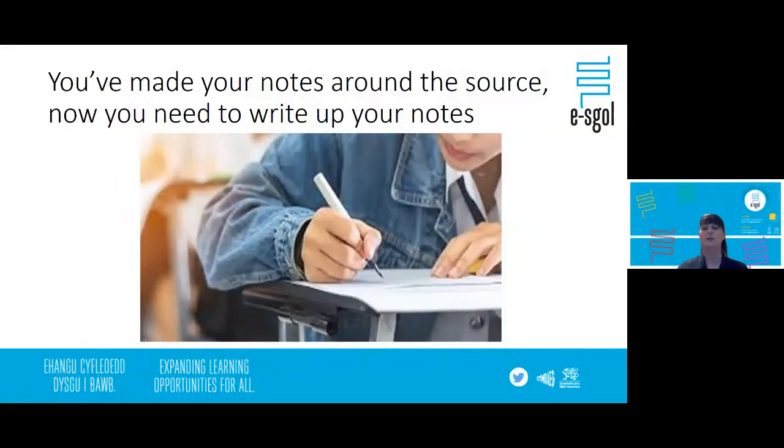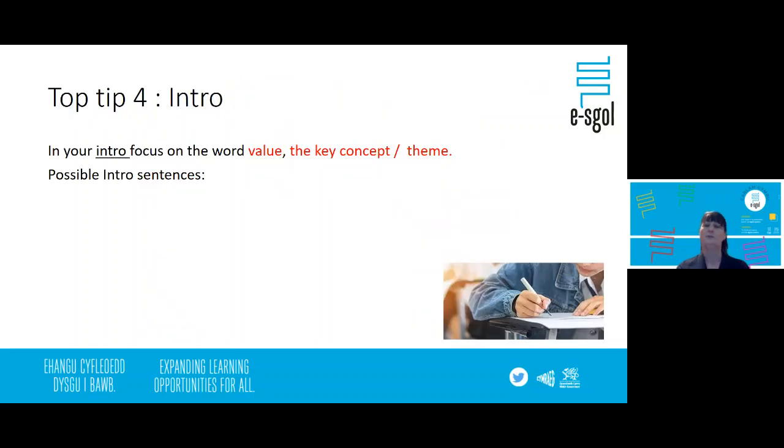So basically, you've made all your notes around your three sources, and now it's time to write up your notes. I've got some tips on how to put an introduction together, some possible sentence starters for the main body and possible sentence starters for the conclusion as well. Now, I can't reiterate this enough, but in your introduction, use the word valuable. Use the key concept, that key issue that is asking you to concentrate on. You need to show the examiners that you are focusing in on what they're asking you to focus on.